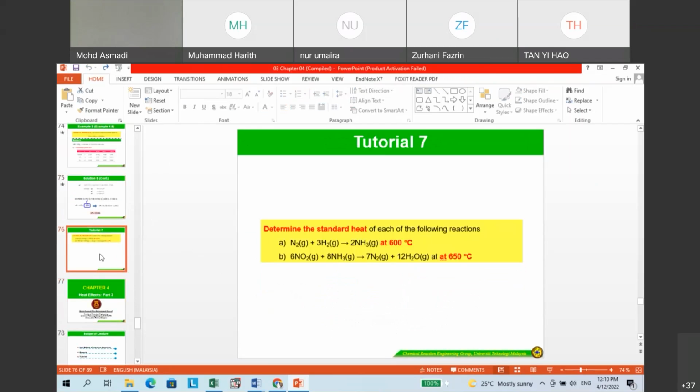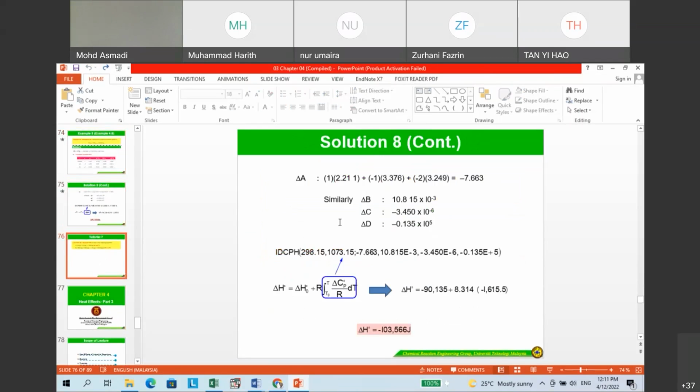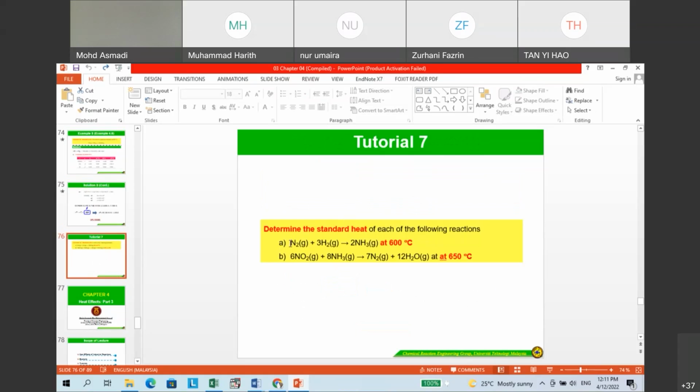So B is going to be the same. A similar method, similar procedure, similar steps. So just refer to the previous example and also the tutorial that you did for 7A. So for B, I think you can calculate.